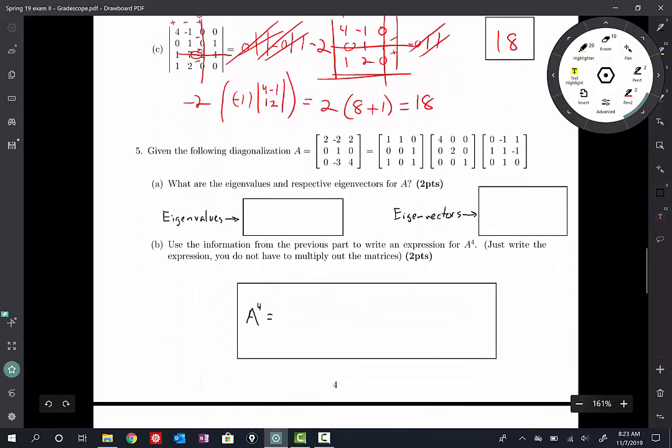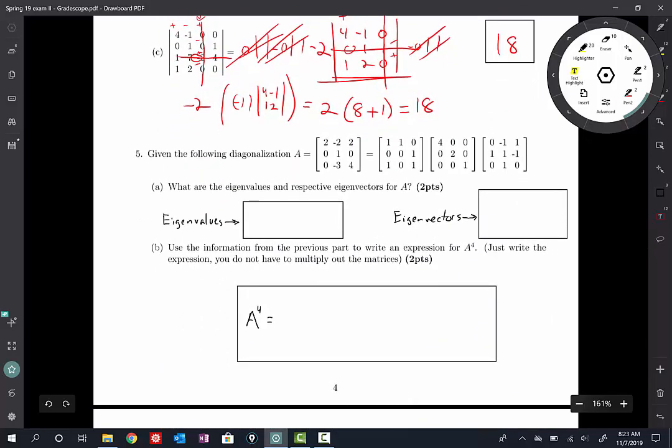Alright, then we're moving down to question 5. Here we are given the diagonalization of a matrix A. So they are telling me that A is equal to P times D times P inverse. Now if they didn't tell me that, if I was just given A and had to calculate what the diagonalization was, my process would be to find the eigenvalues and eigenvectors. And then I would use the eigenvectors as the columns of the matrix P, and I would use the eigenvalues as the numbers on the diagonal entry of D.